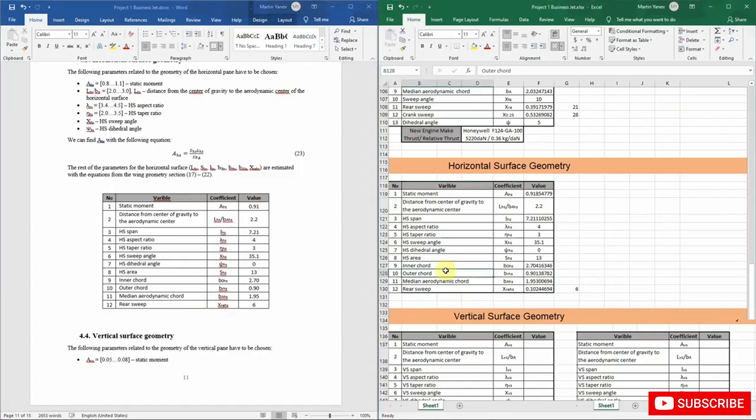estimate these parameters for the horizontal surface, and in the next lecture I will show you how to do the same but for the vertical surface of the aircraft. So we're going to estimate its geometry.